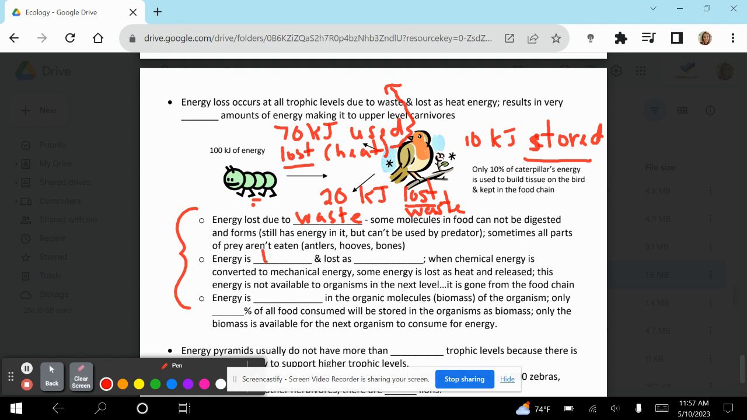Energy can also be used by organisms. What we can break down and turn into energy, when we use that energy it gets converted to heat and gets released, and it's gone from the food chain or food web. And only about 10% of the energy that we take in our food is actually stored on us and will stay in the food chain.